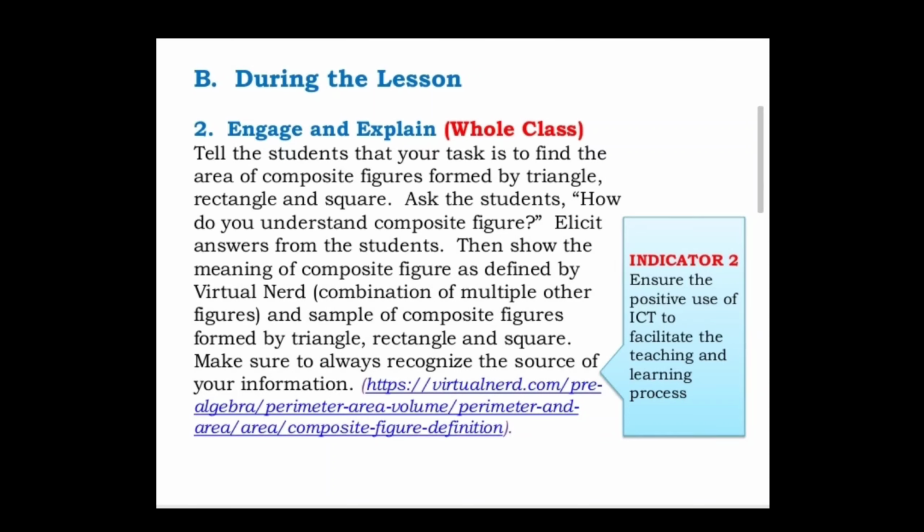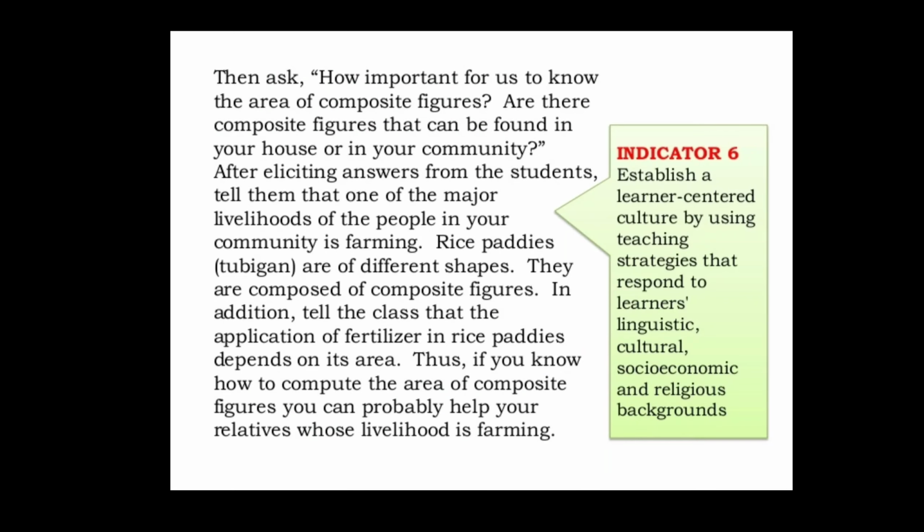This indicator requires the teacher to acknowledge the source of his or her information, especially from the internet. This part of the sample lesson plan integrates the livelihood activity of the people in the community, which is farming. This supports indicator 6 that says the teacher employs strategies which are appropriate to address learners' linguistic and or cultural and or socioeconomic and or religious backgrounds. But make sure that farming is really the source of livelihood in the locality where you are teaching.